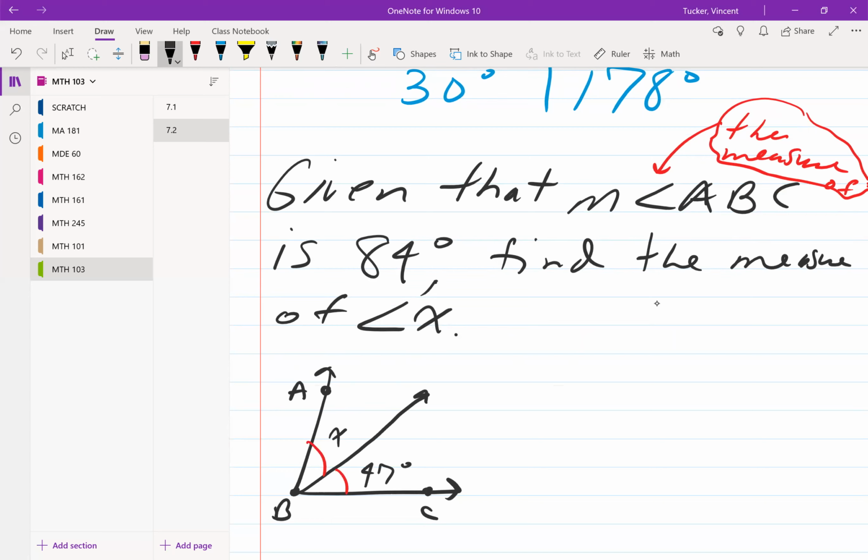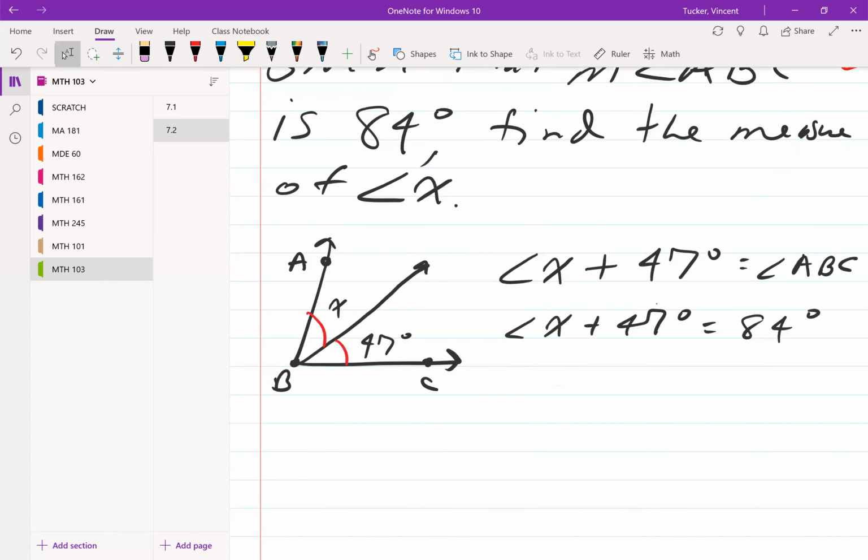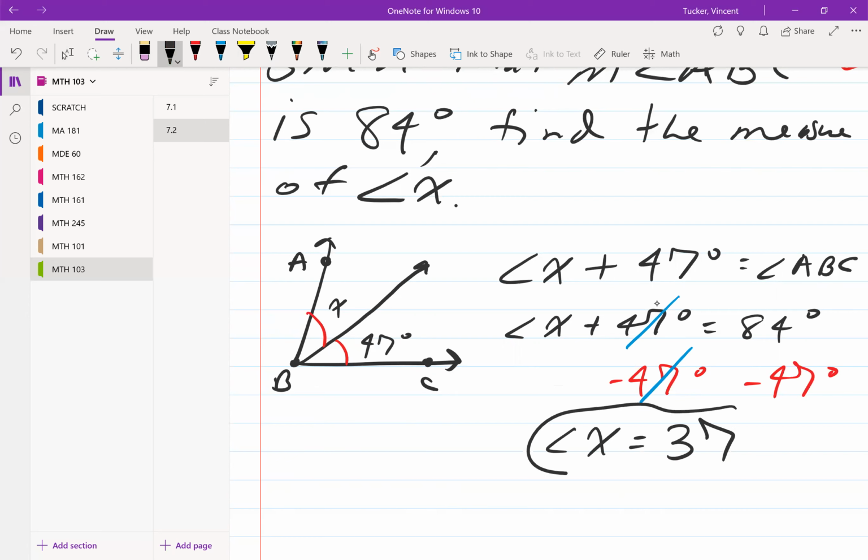So what we're looking at is that we have angle X plus 47 degrees is equal to angle ABC. So angle X, we still don't know, plus 47. It says the measure of angle ABC is 84 degrees. So now to solve for angle X, we would just subtract 47 degrees from both sides. We cancel on the left, leaving you with the measure of angle X equal to 37 degrees.